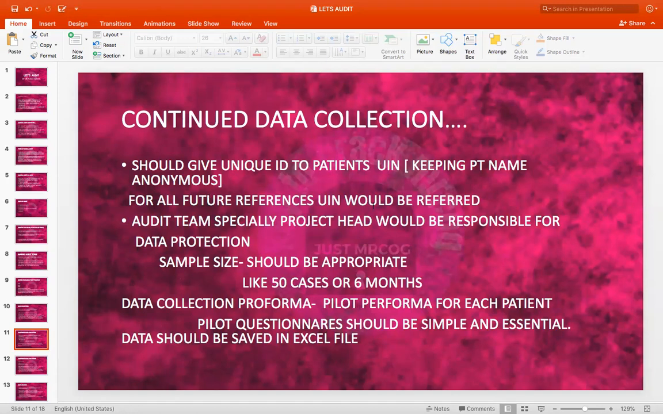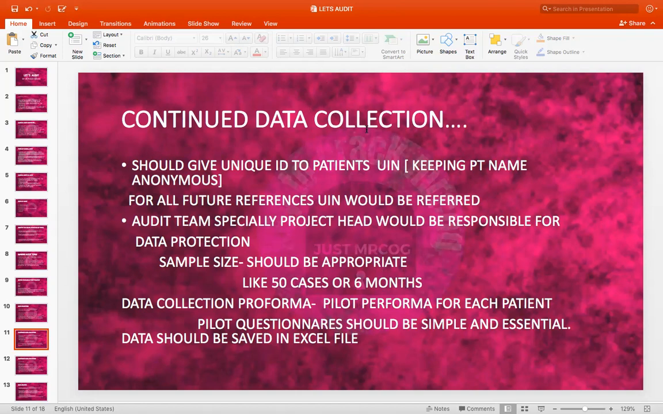For all future references, UIN would be referred. Again, mentioning UIN is a buzzword because here you are mentioning about Data Protection Act because you are not revealing patient name. So saying anonymous patient, buzzword. Saying UIN, buzzword. Audit team, especially project head, would be responsible for data protection. Now sample size. It should be appropriate, like 50 cases or 6 months minimum. Again, this is a buzzword.